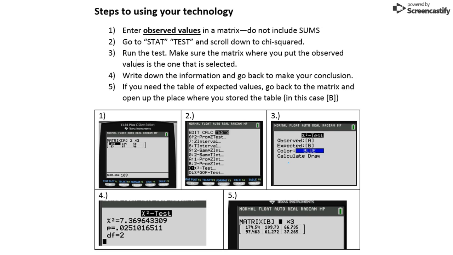The steps to using technology are here. There are a few videos that I will provide, but you can also do a quick Google search of using your graphing calculator and running a chi-square test as well to help you enter the observed table into a matrix and then running the test itself. But just be aware, we are running a chi-square test, option C. It is not option D or option B, it's option C.